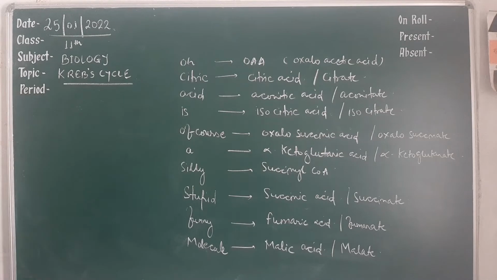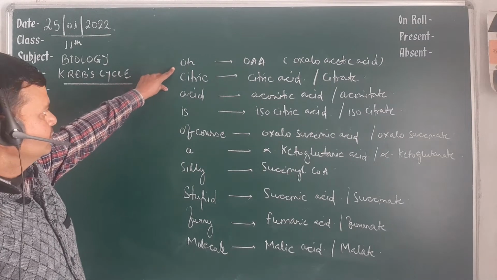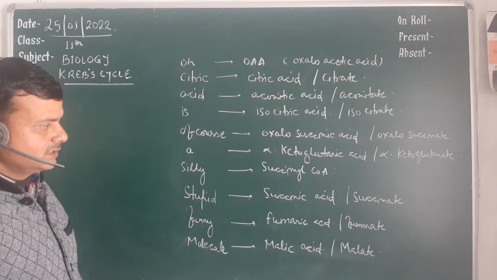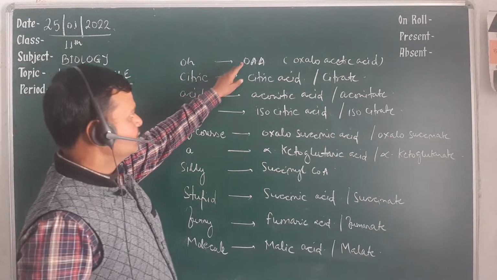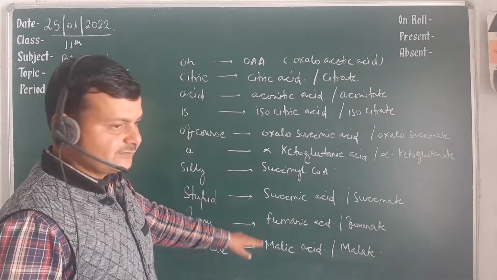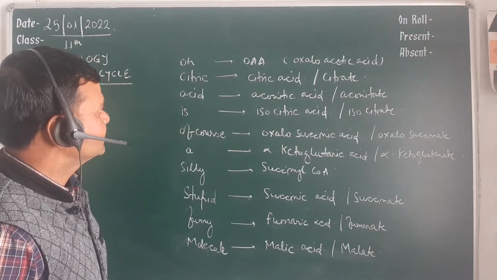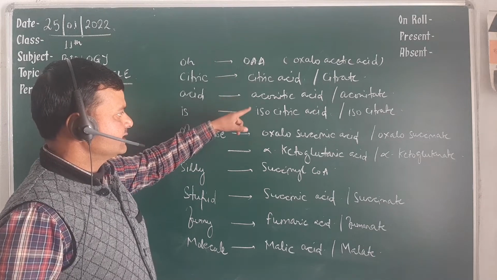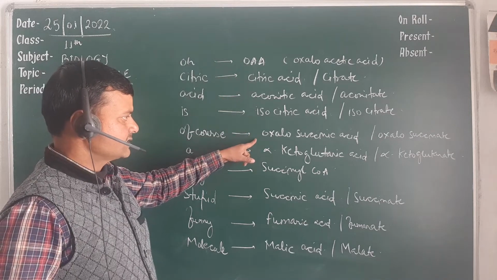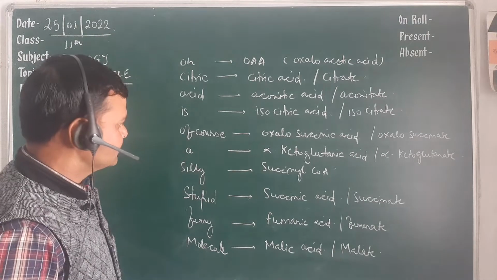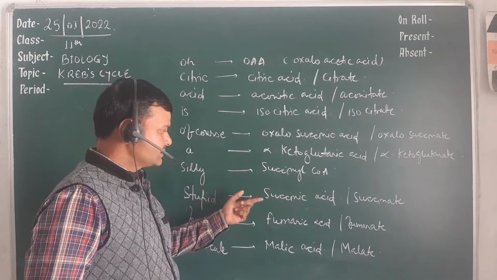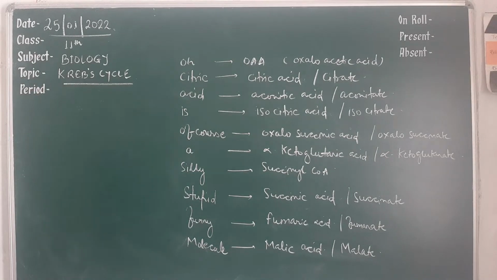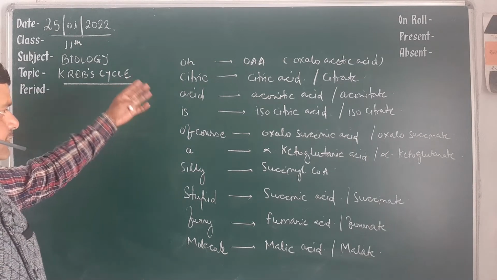And see, by just remembering this statement, O citric acid is of course a silly, stupid, funny molecule, we are able to memorize all the 10 molecules which are forming during the process of Krebs cycle. Oxaloacetic acid, citric acid, aconitic acid, isocitric acid, oxalosuccinic acid, alpha ketoglutaric acid, succinyl coenzyme A, succinic acid, fumaric acid, and malic acid.